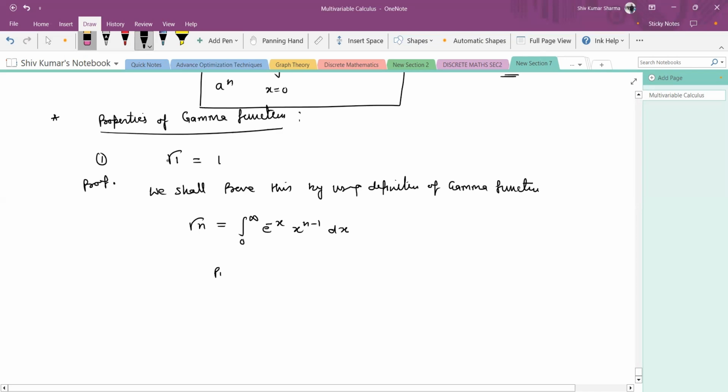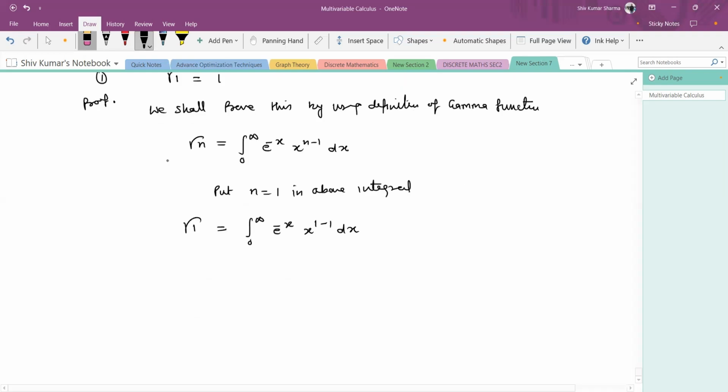So here in this definition, we put n equal to 1 in the above integral. So we see that on the LHS, we write n equal to 1. So gamma 1 is equal to the integral from 0 to infinity of e raised to the power minus x, x raised to the power 1 minus 1 into dx. So 1 minus 1 means x raised to the power 0, and x raised to the power 0 is 1. So we write e raised to the power minus x into dx. When we integrate e raised to the power minus x, the integral is minus e raised to the power minus x, and we put the limits 0 to infinity.